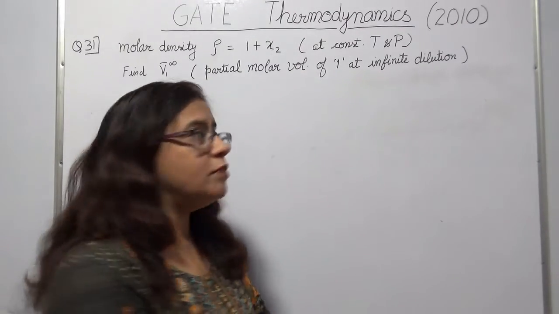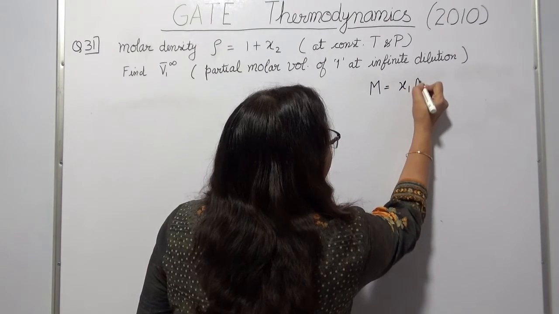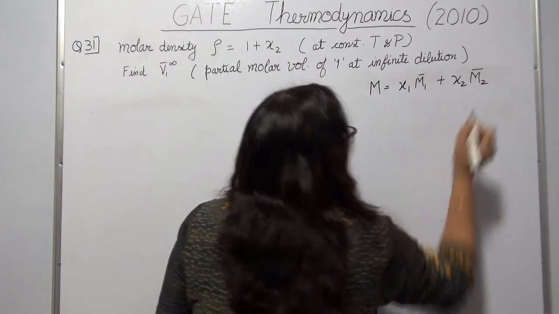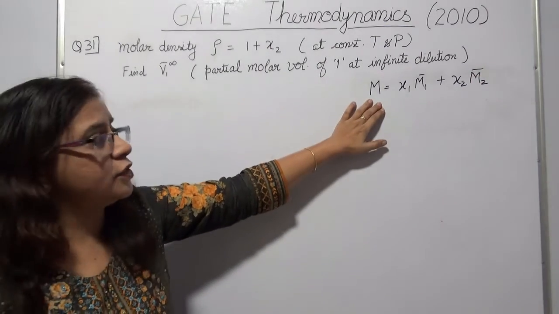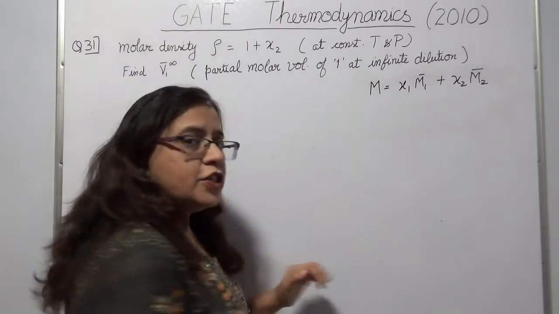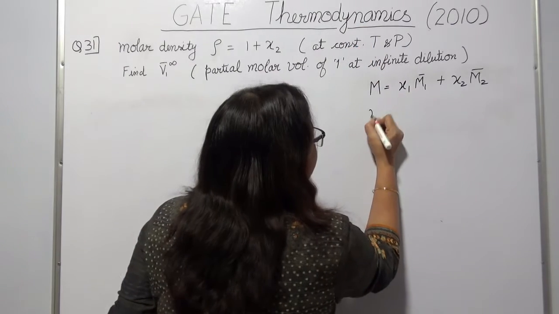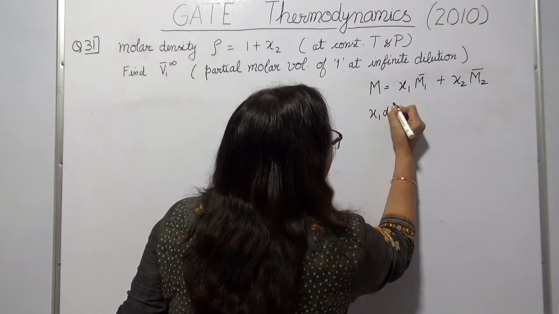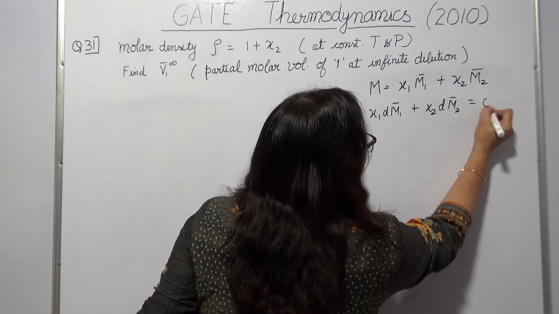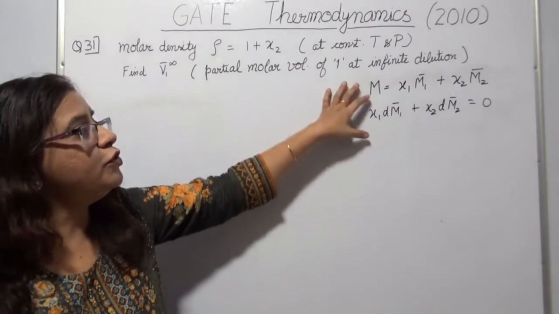So how do we write our summability relation? If M is any property, then I can write x1 m1 bar plus x2 m2 bar. So for a binary solution, my summability rule usually takes this form. Apart from this, there is one more equation which is very important, that is your Gibbs-Duhem equation. At constant temperature and pressure, I can write x1 dm1 bar plus x2 dm2 bar is equal to 0. So these are two important equations and you should remember them.